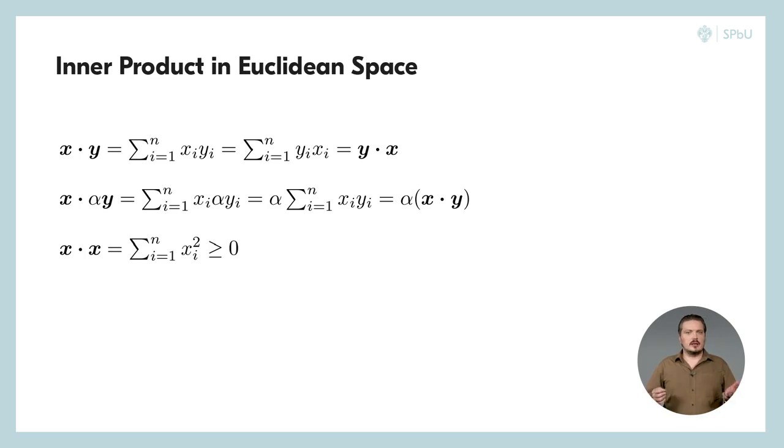The linearity by the second argument is also satisfied, and even more. In Euclidean spaces, we have the linearity of the dot product in the first argument also. And the positive definiteness is also satisfied, since in this case the inner product of a vector by itself is the sum of squares, which is always greater than 0. And it appears to be 0 only if all the squares are zeros, which is true only for the 0 vector. Good.